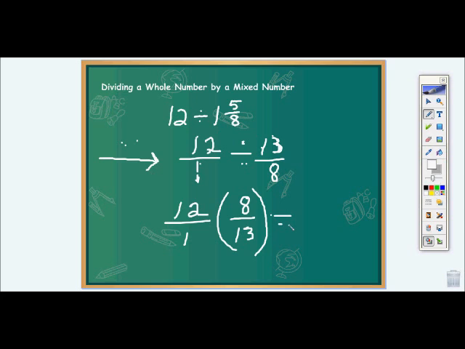So 12 times 8 is going to be 96. And 1 times 13 is going to be 13. And so when I'm doing that now, I can go ahead and change that to a mixed number. And when I do that, I say 13 goes into 96.